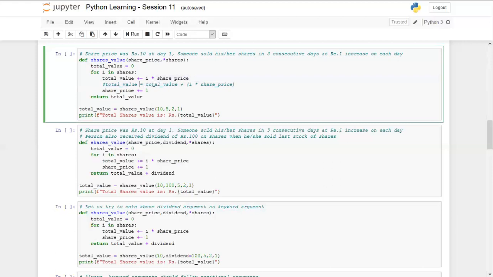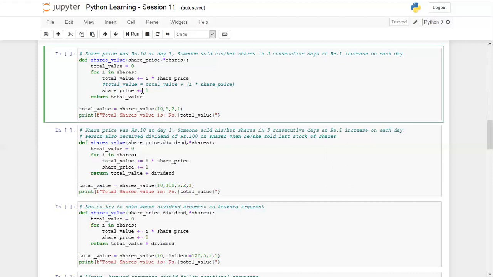total_value is equal to total_value, which is currently 0, plus i. What is the value of i? The first value of shares. So these values are for shares, and the first value is 5. So 5 multiplies share_price, and share price is 10. So 5 into 10 is 50, plus total value. So on the first day, they have received 50 after selling 5 shares at the share price of 10.